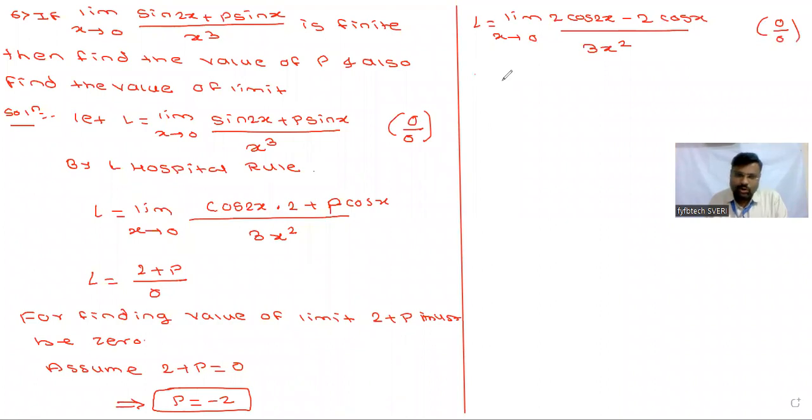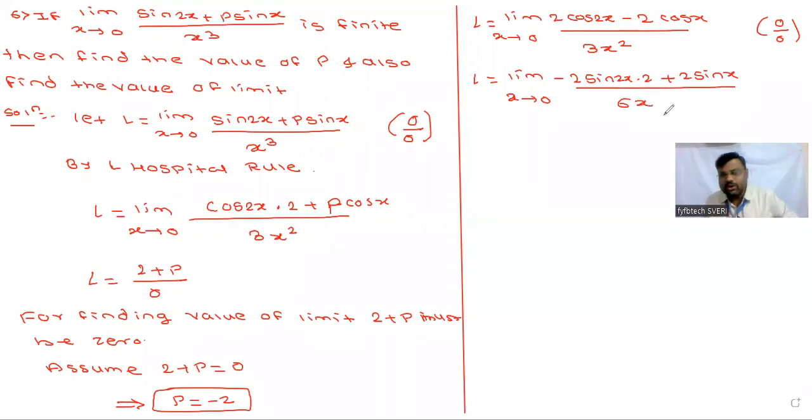Again by L'Hospital we take the derivative. Limit x tends to 0. What is the derivative of cos? −2 sin 2x into derivative of 2x, which is 2, plus 2 sin x, divided by 6x. Now we put x equal to 0: numerator part becomes 0, denominator part becomes 0. Again use L'Hospital.